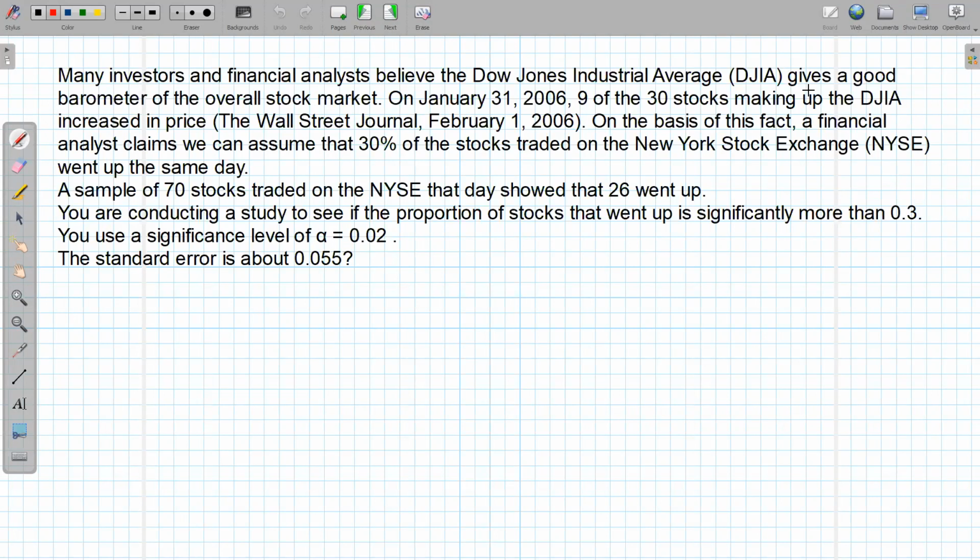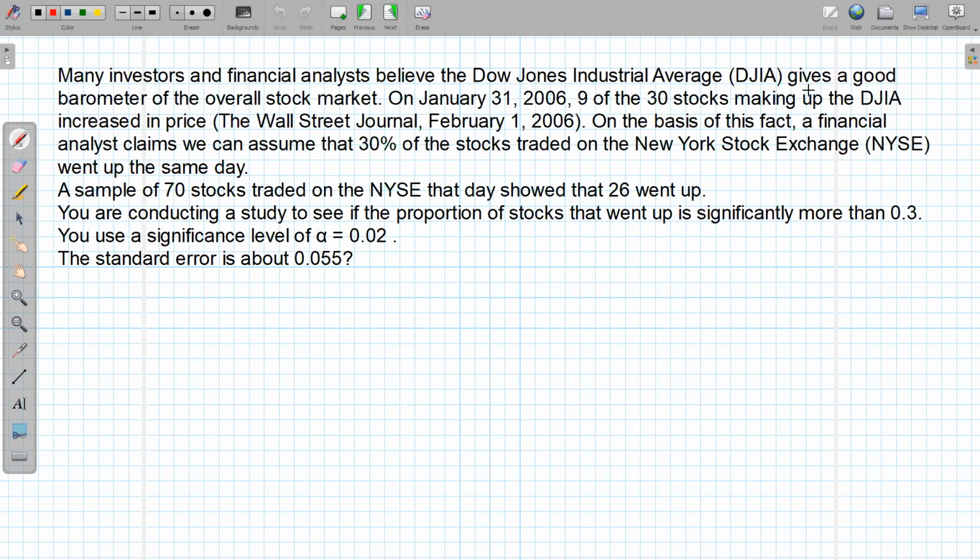On January 30th, 9 out of 30 stocks making up the Dow Jones increased in price, based on a Wall Street Journal article. Based on this fact, the financial analyst claims that 30% of the stocks in the whole stock exchange, just based on this one sample, also went up that day.